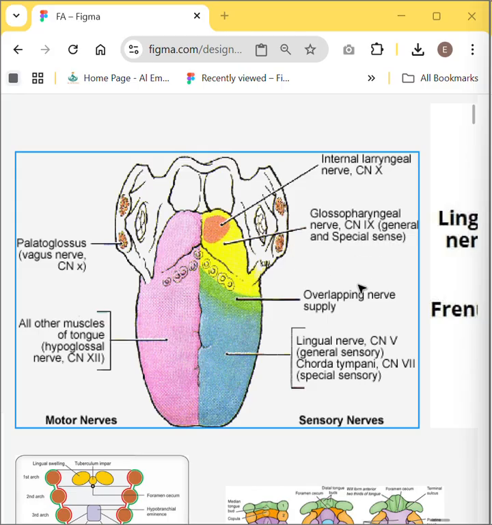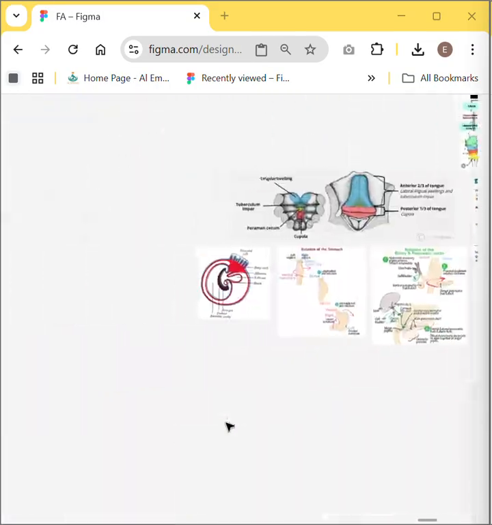The glossopharyngeal. Now, whenever your tongue deviates towards the lesion, that's a cranial nerve 12 problem. Why? Because all the muscles of the tongue are supplied by the hypoglossal nerve. That's a lower motor neuron lesion. You'll understand this later on. If there's a difficulty swallowing in the posterior tongue, then you have a cranial nerve 10 problem or a palatoglossus problem. So I hope you understand that.